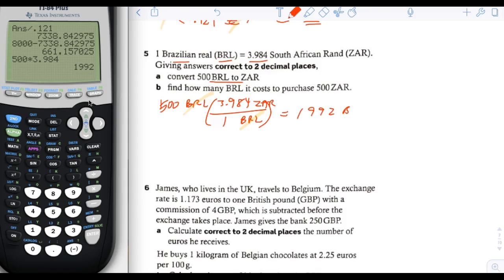1992 Brazilian reais. Okay, that's part A. What about B? Find how many Brazilian reais it costs to purchase 500 South African rand. Okay, so we have 500 South African rand. How many Brazilian reais is that?